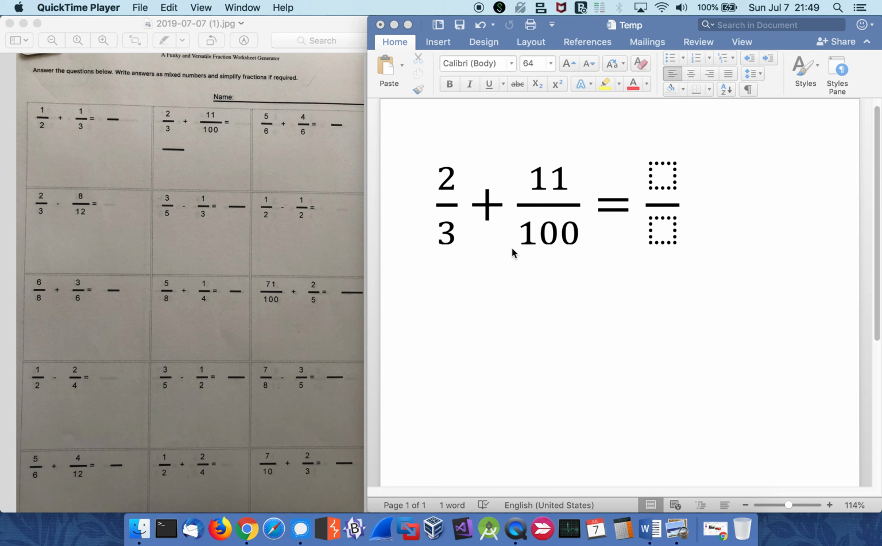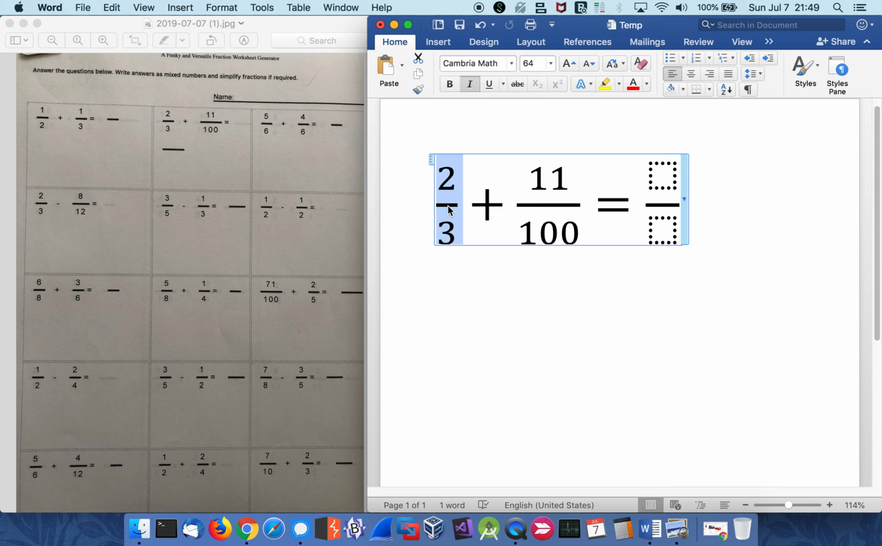Okay, so now we're back to the big fraction. Not really that big, but in any case, we've got 2/3 plus 11 over 100. So there's the naive way, which I just mentioned, where we take this fraction and multiply it by 1, but using this number. We're going to multiply it by 100 over 100, because 100 over 100 is 1.